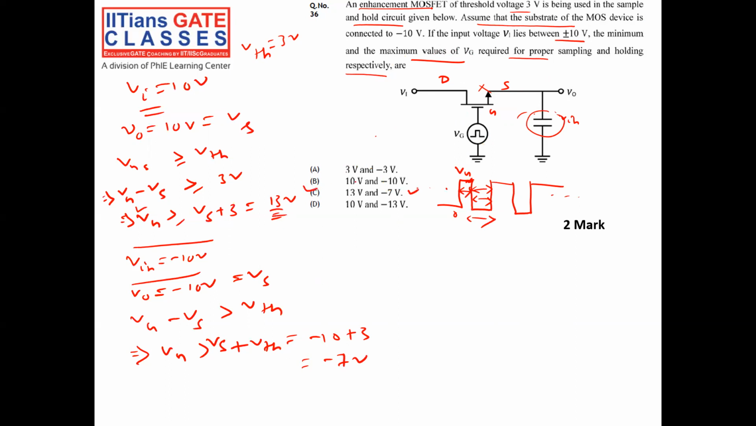Right? So this is the answer. Okay, because my gate has to be on. So it will depend upon how much input voltage I applied and how much my source voltage will go. Okay, and also it depends upon my threshold voltage. Okay, so let us go to the next question.